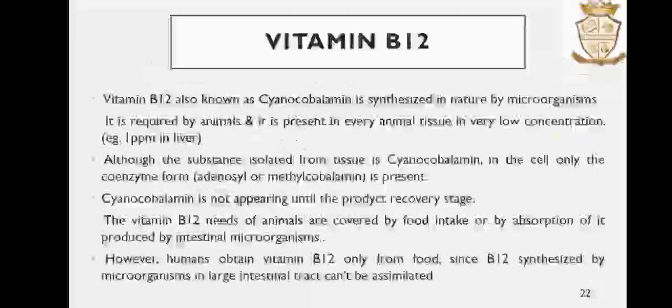However, humans obtain vitamin B12 only from food, since B12 synthesized by microorganisms in the large intestinal tract can't be assimilated. Its dietary intake is exclusively from animal sources, for example milk, meat, egg, etc. Although some bacteria make vitamin B12, it is probably not in a form that can be used by the body. Fortified breakfast cereals can be a useful source of vitamin B12.